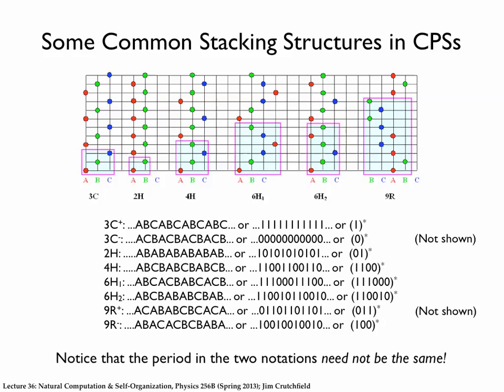So this particular sequence would just be described as a series of 1s, or I can write this 1, and the little asterisk on top means repeat whatever is in the parentheses as many times as you want. The 2H, you can see that this guy is just going to be, so the 3C, so there are two 3C possible structures. One is ABC, ABC, the other is ACB, ACB, and you can see that that would be just a series of zeros.